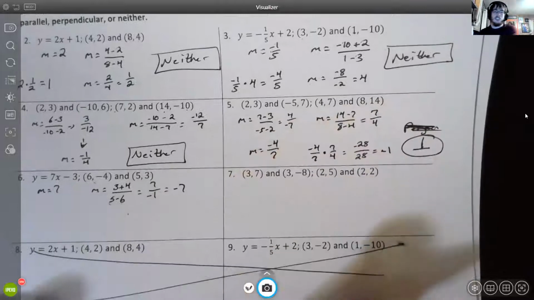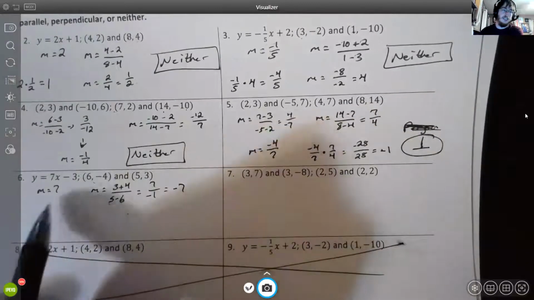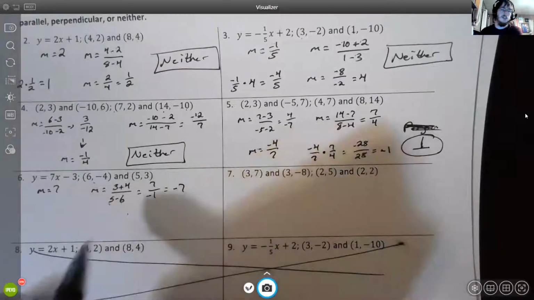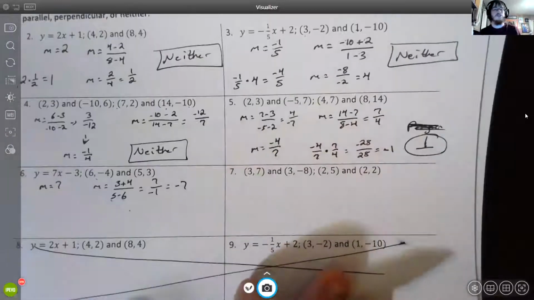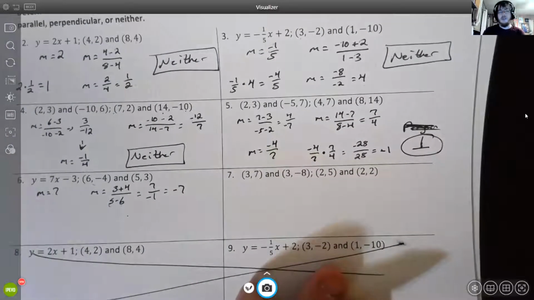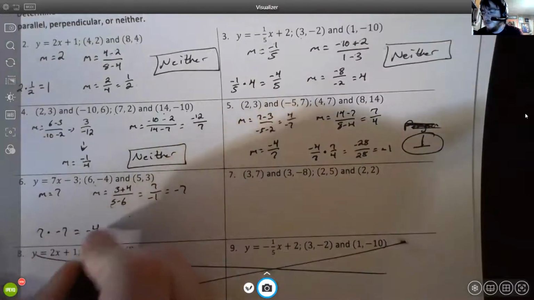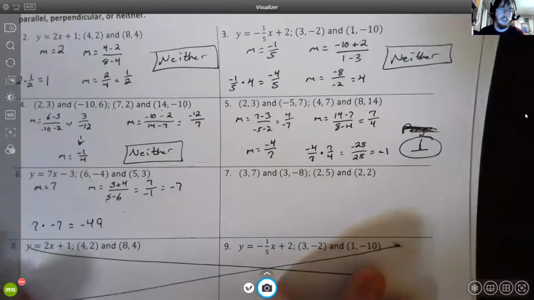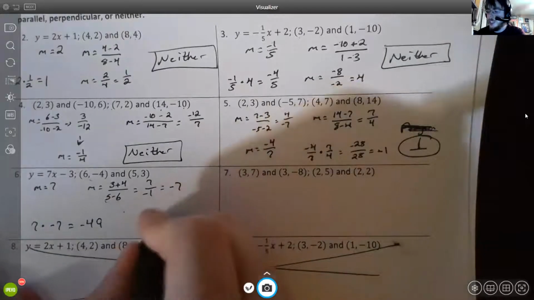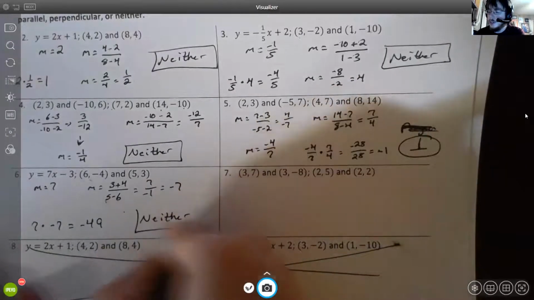Are these slopes the same? No, they are not. They have opposite signs. Are they negative reciprocals of one another so they could be perpendicular? Well, if you take 7 times negative 7, that gives you negative 49, which is nowhere near negative 1. So these are not perpendicular. So this is neither.